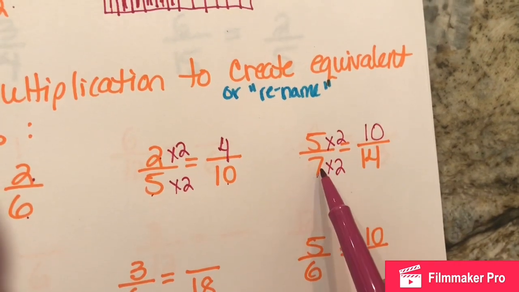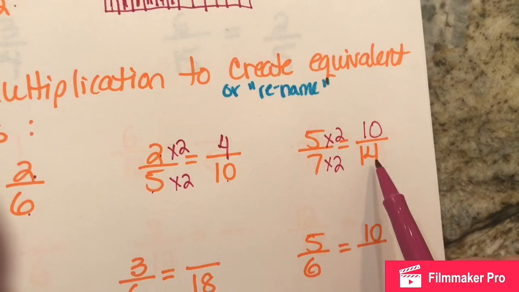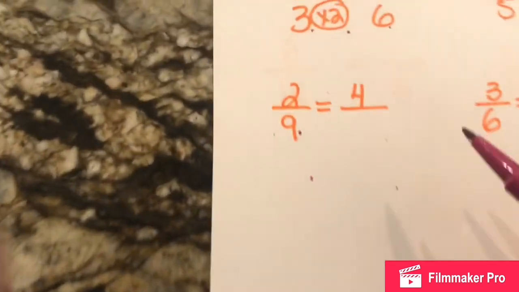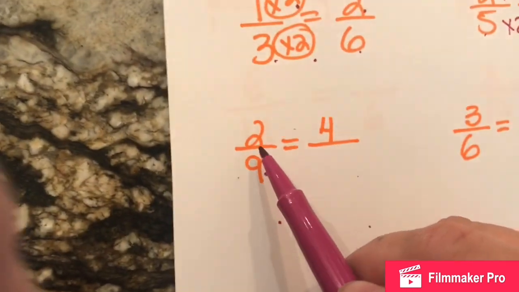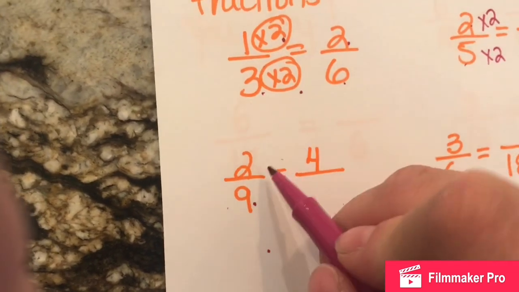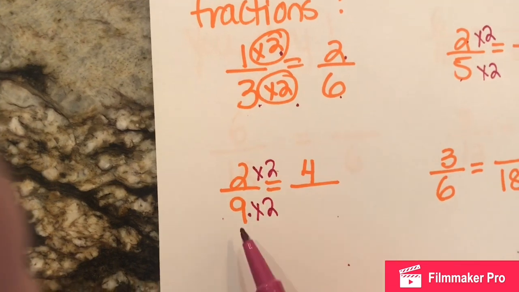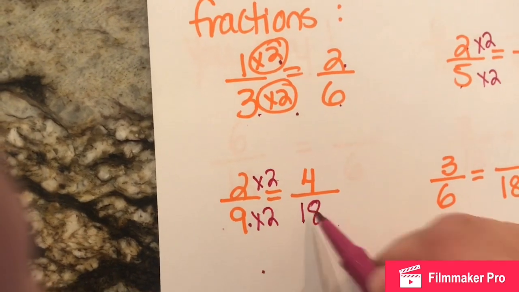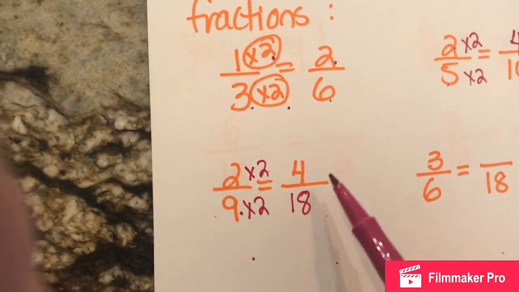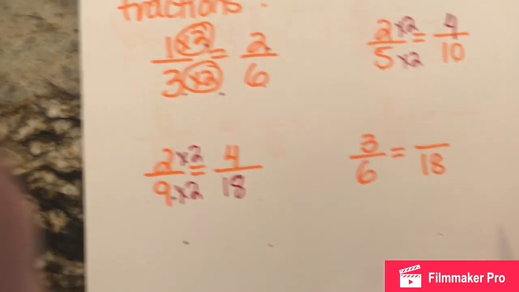So 5/7 is equivalent to 10/14. If I come down here, I know in order to get the 2 up to a 4, we multiply by 2. So I have to do that to the bottom number. 9 times 2 is going to get me to 18. So I know 2/9 is equivalent to 4/18.